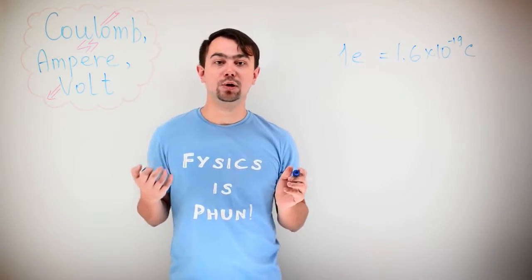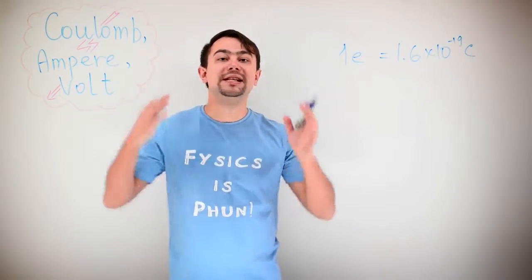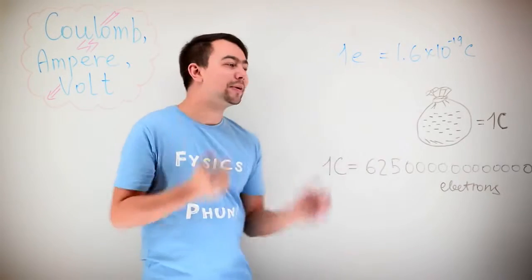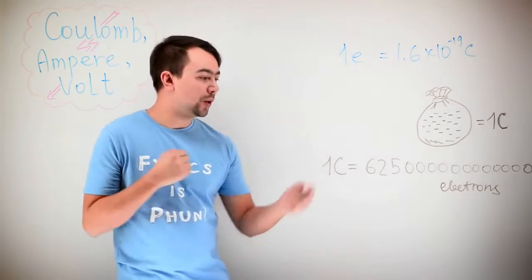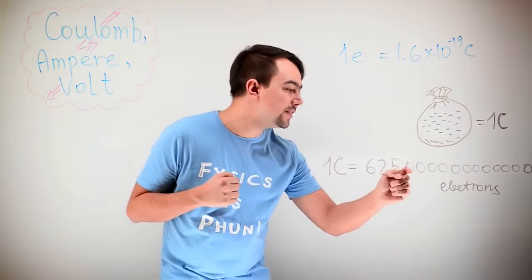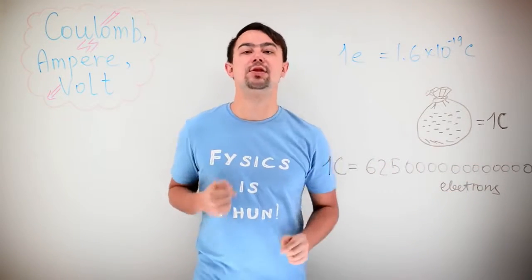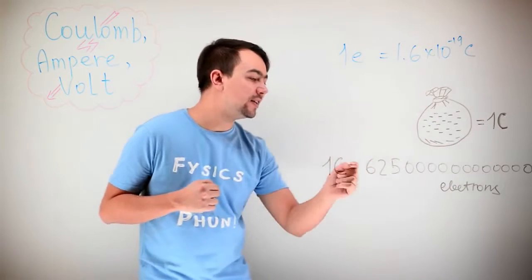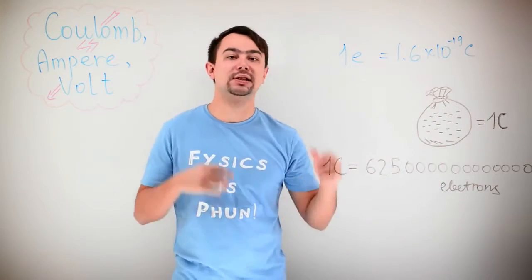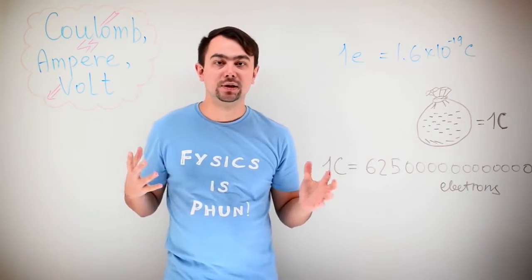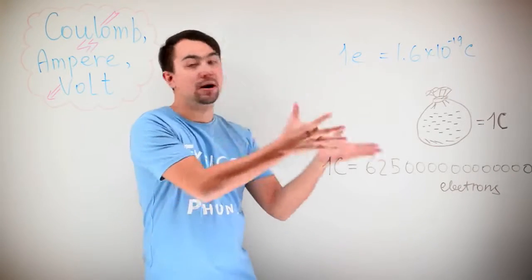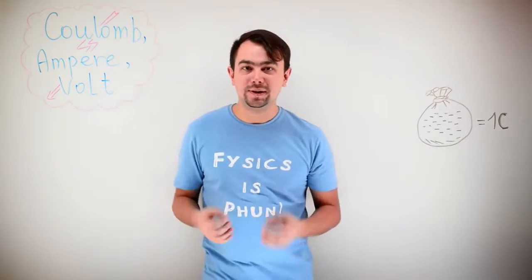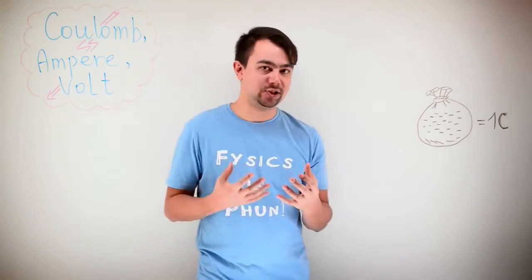So, what is a coulomb, you ask me? The coulomb is just a bag of electrons, right? How many electrons in this bag? Well, 16 zeros, electrons. So a bag containing this amount of electrons is called a coulomb. So when I say coulomb, I mean a bag of electrons. That's it.